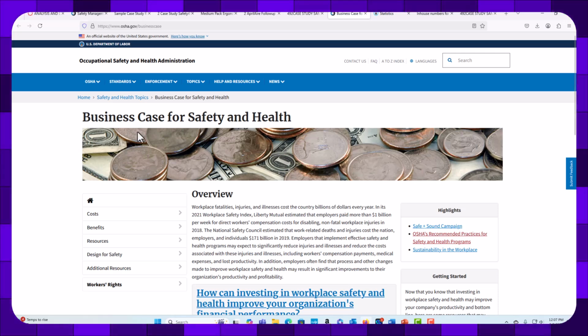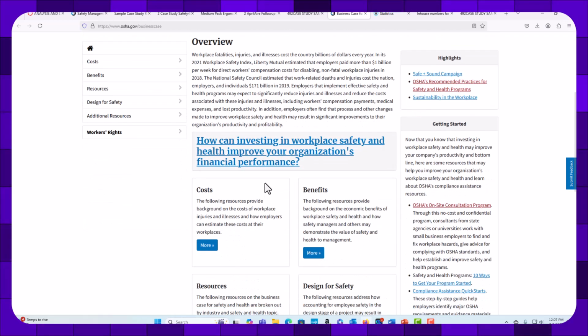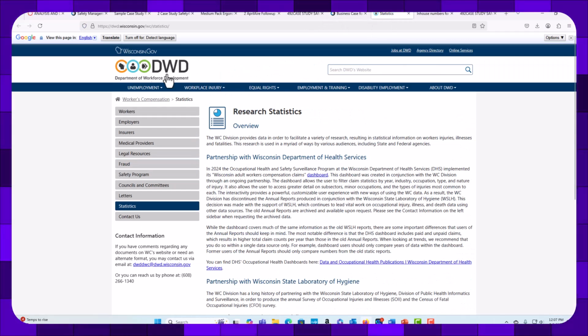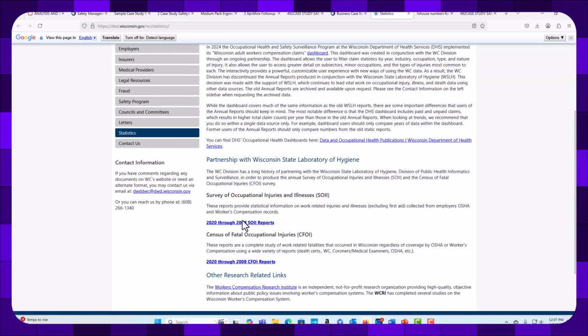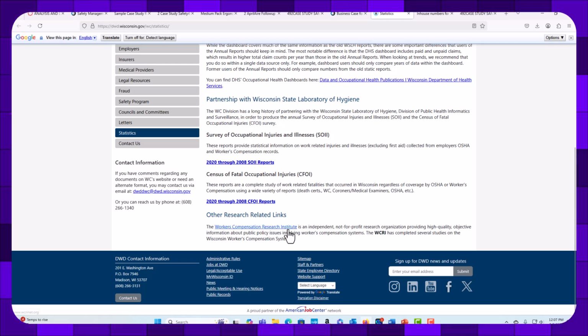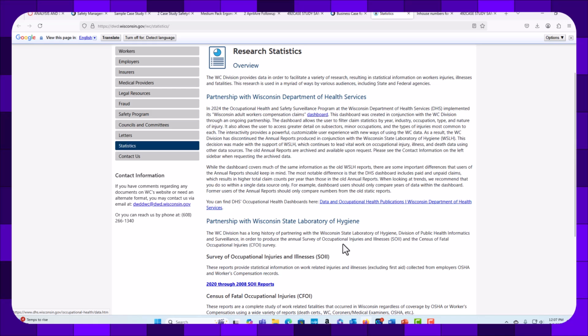Now OSHA has a link here, business case for safety and health. Not great. It's not a great reference, but in a pinch, this will do. I think better things can be achieved through something that provides work comp data. Like in Wisconsin, the Department of Workforce Development, they have a dashboard, but they also have historical data, though I wish it was a little bit better. The Workers' Compensation Research Institute has things as well. You can go to BLS and look at injury rates, but I do like this data better.